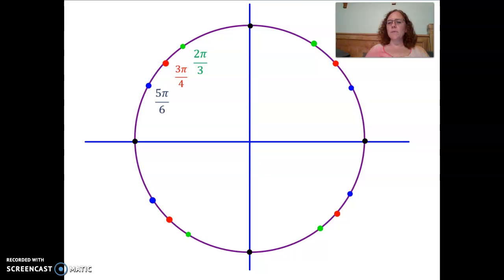Okay, let's see what happens in the third quadrant. All right, look in the third quadrant, same 3 reference angles, 60, 45, and 30.